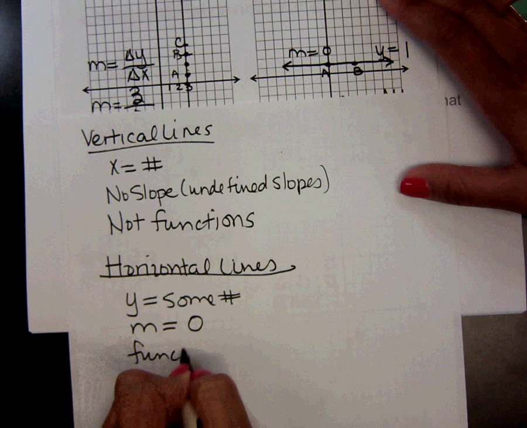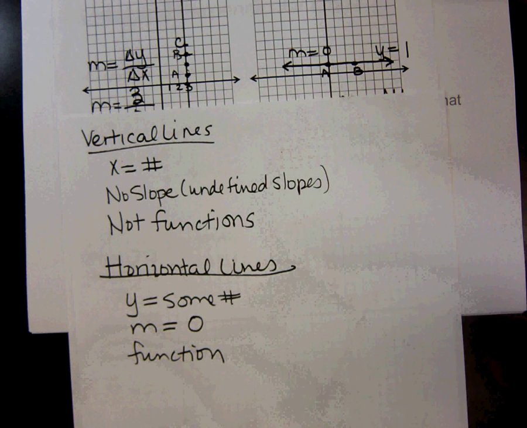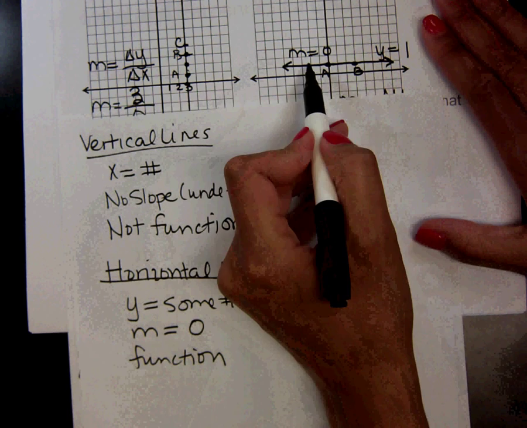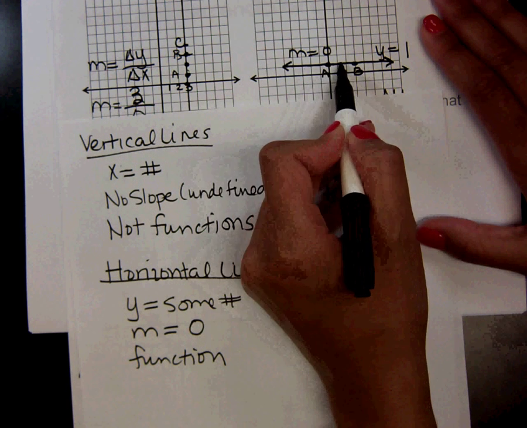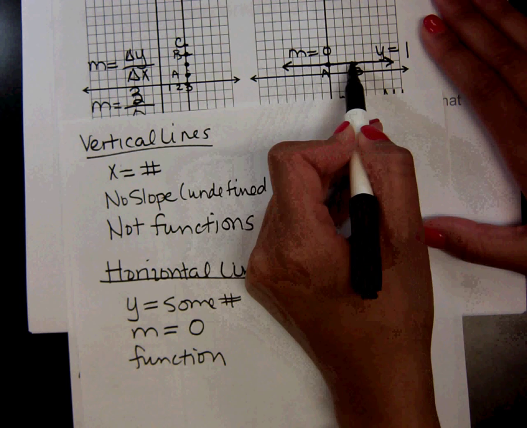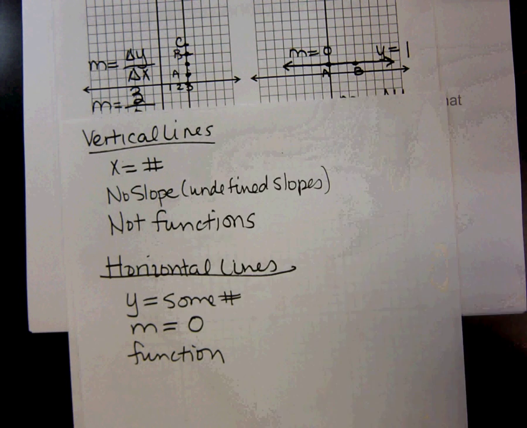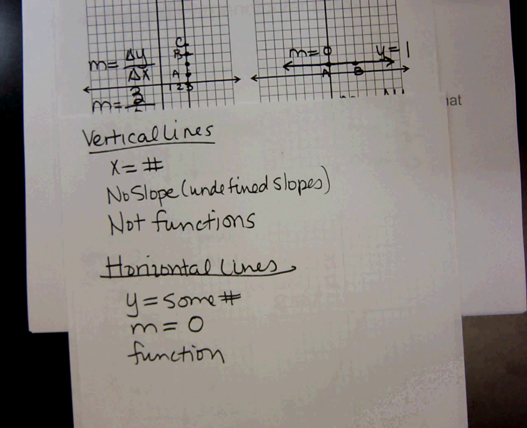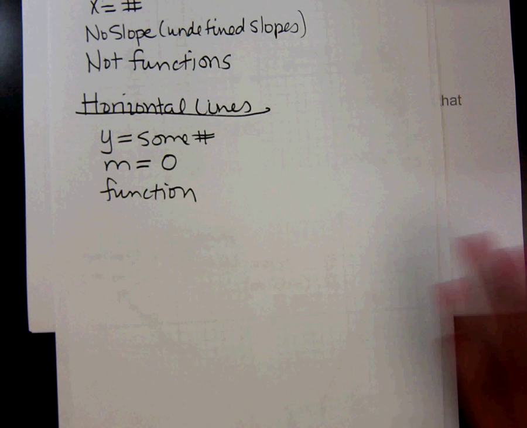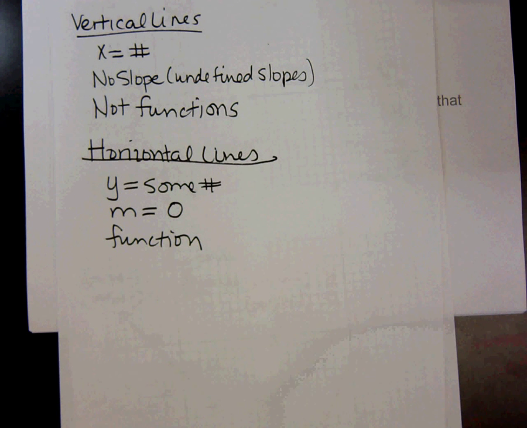Because they will pass the vertical line test. They're constant functions, meaning as we go from left to right, as our x's are increasing, as we look at this graph from left to right, the y's are neither increasing nor decreasing. Remember, we said it's constant. We talked a little bit about that last time. So these are facts that you want to know about your vertical and your horizontal lines.